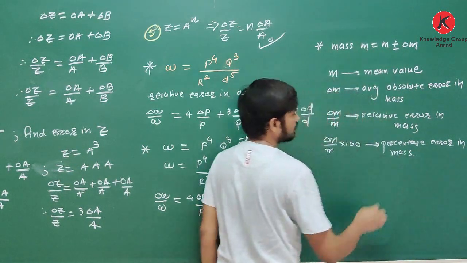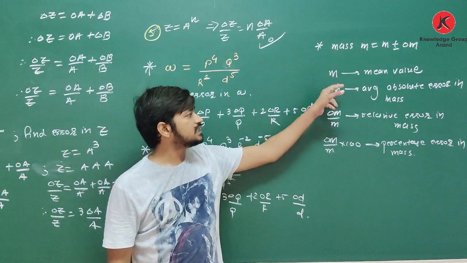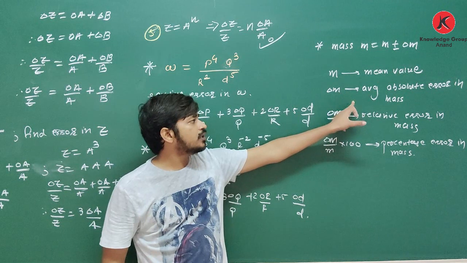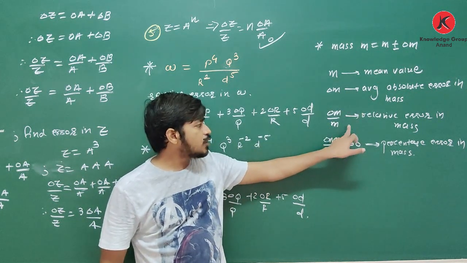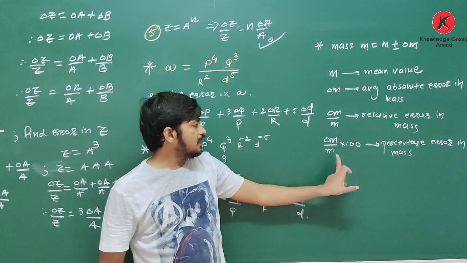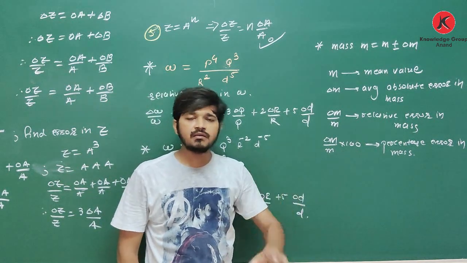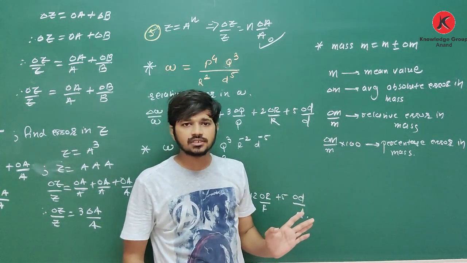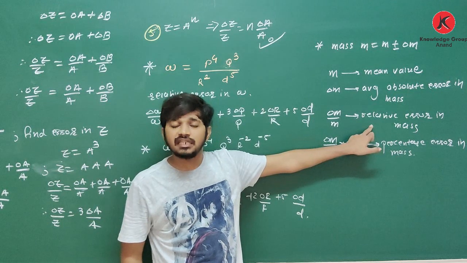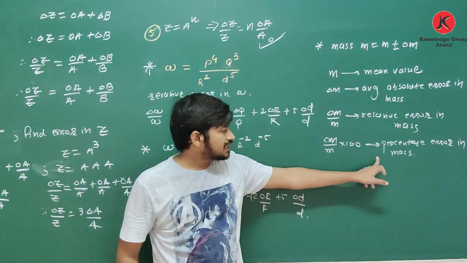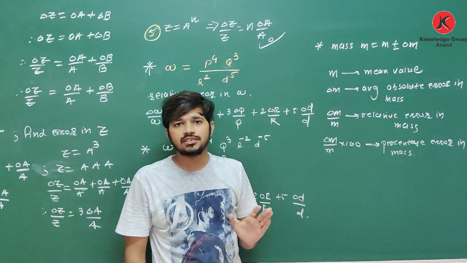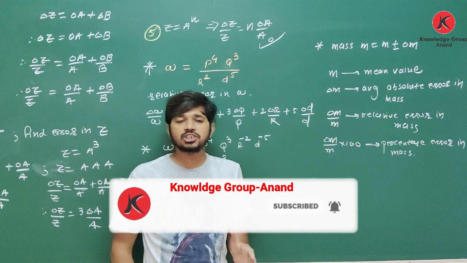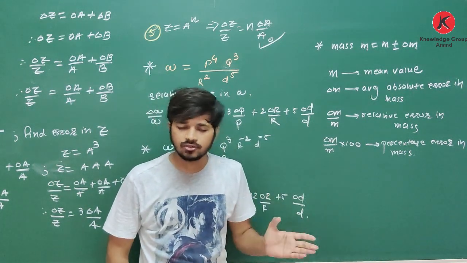Clear? So yes, you have to remember each and every point. The m means mean value or average value. Delta m is the average absolute error in mass. Delta m upon m is the relative error in mass, and delta m upon m into 100 means percentage error in mass. Because to solve questions you have to remember this. Clear about this? So yes, today's topic, combination of errors. And with this, for today, this is it.